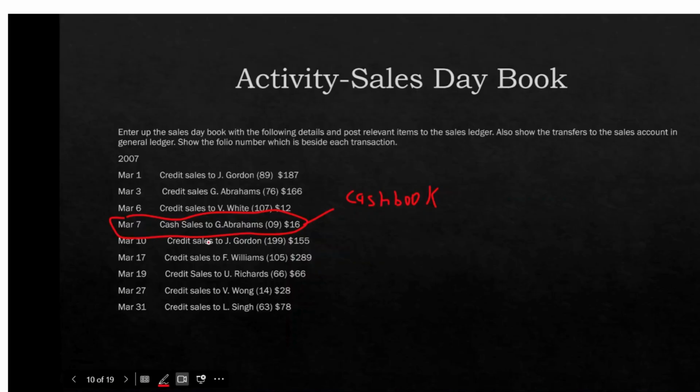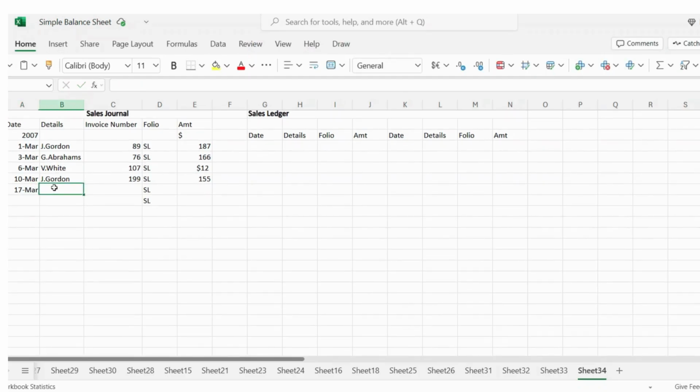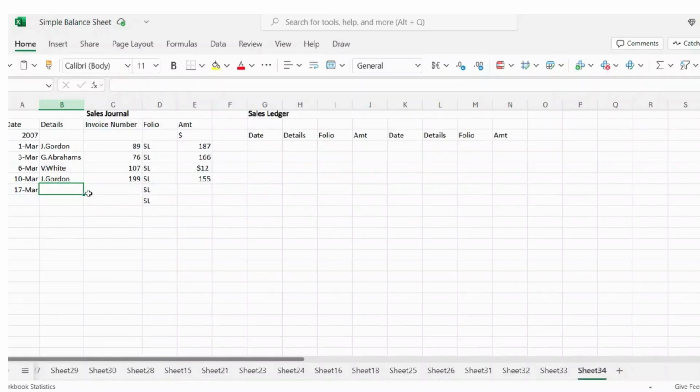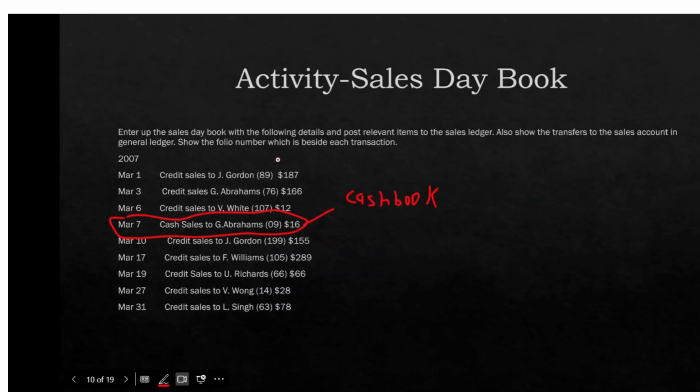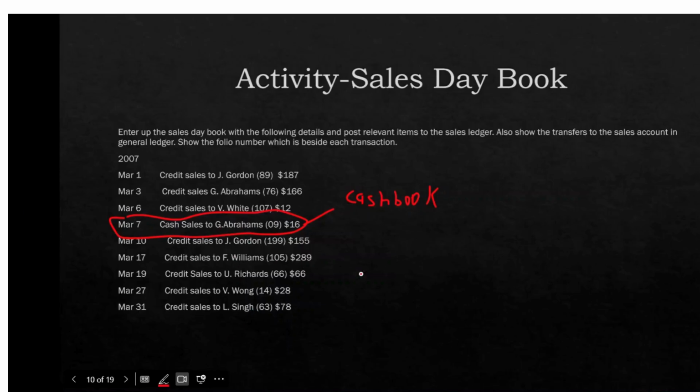All right. So the next transaction, the 17th of March, credit sales to F. Williams, 105 with $289. The date, 17th of March. And the other account that is being affected is F. Williams. And the amount is 289. Now, we already established that these persons are debtors and therefore they will be found in our sales ledger.